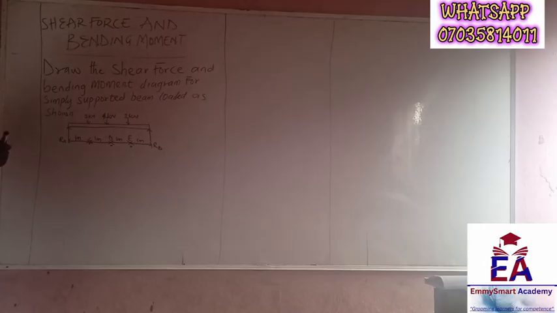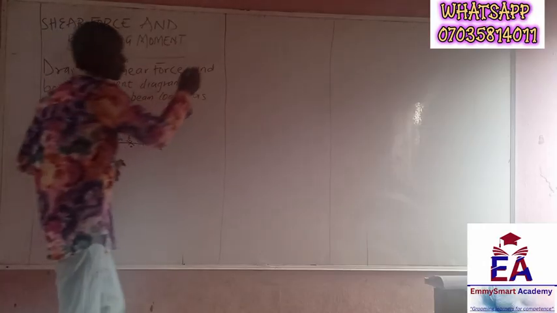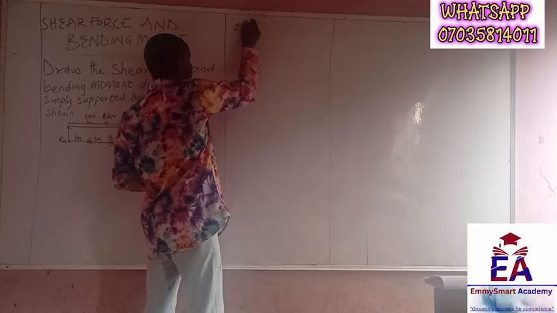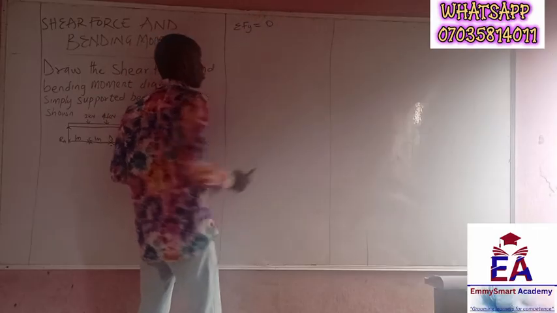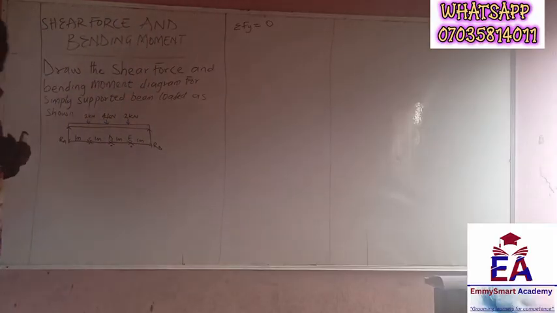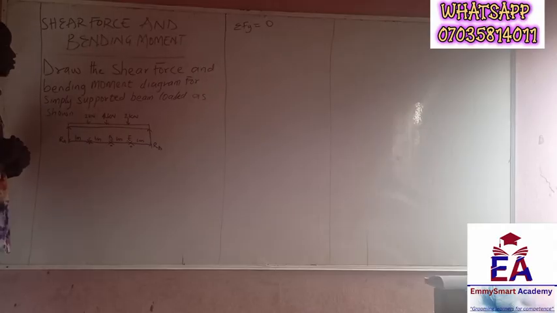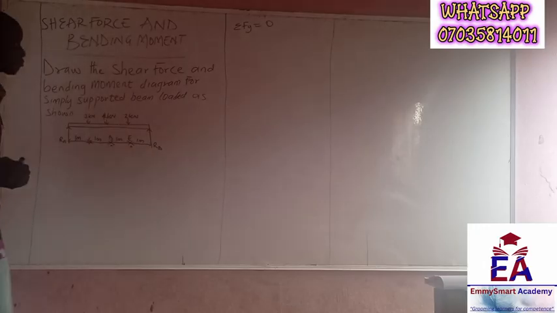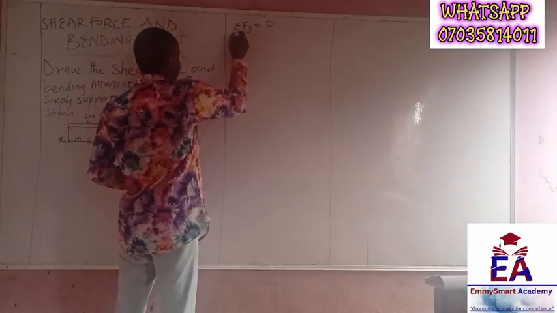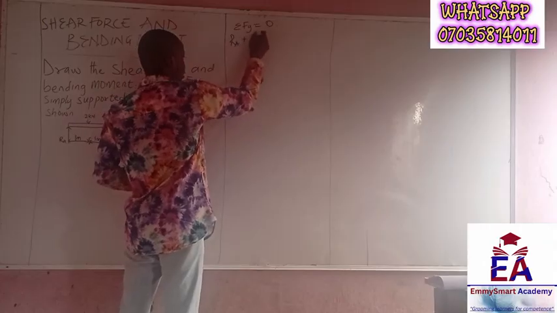Because they are vertical forces, the sum of all vertical forces is equal to what? 0. What do we mean by saying that the sum of all vertical forces is equal to 0? It means that the sum of upward forces is equal to the sum of what? Downward forces. That's basically what it means. So we're going to take all the upward forces. The upward forces include what? Reaction at A and then reaction at B.